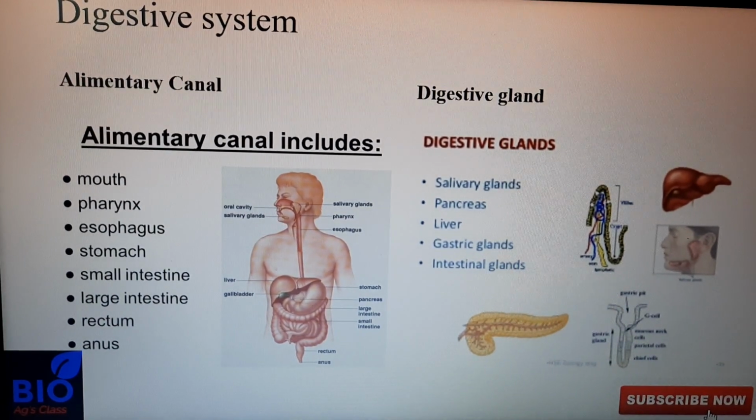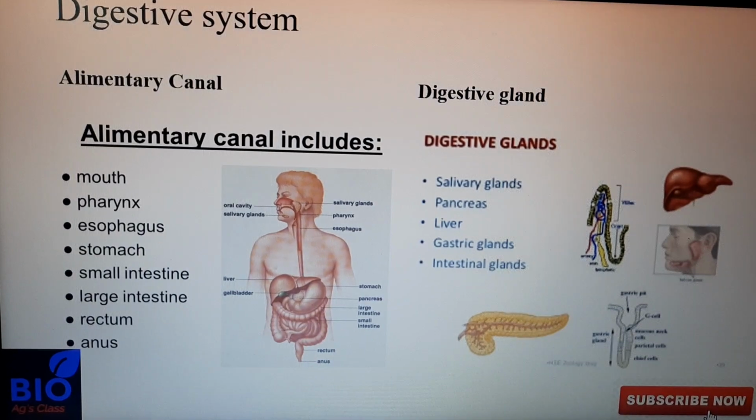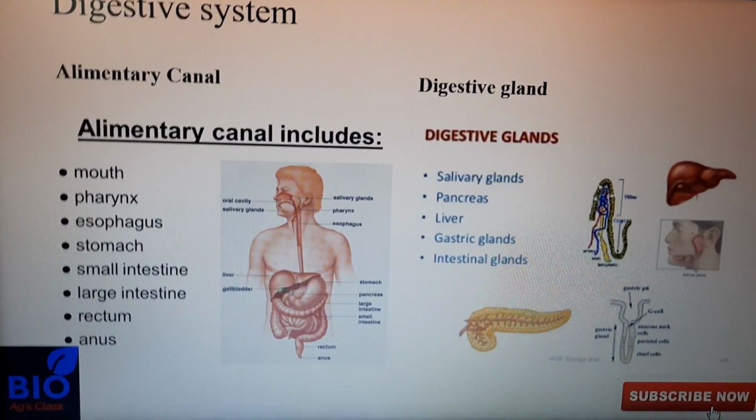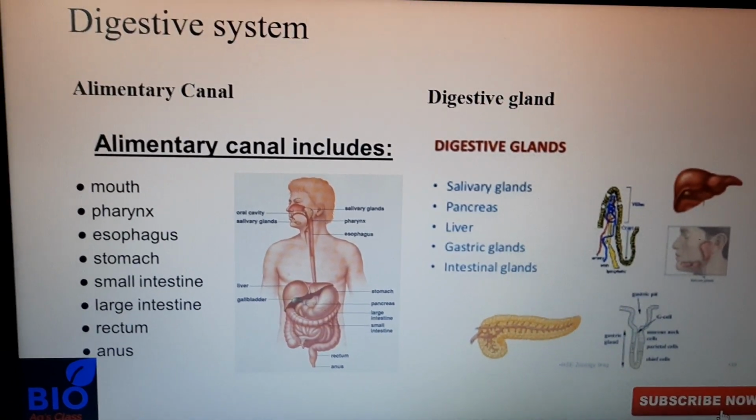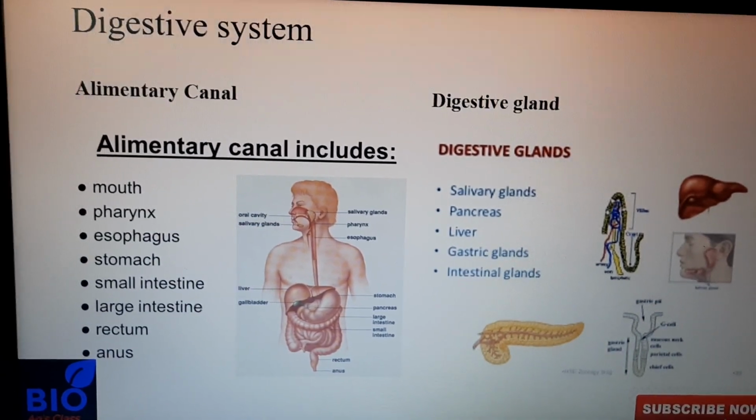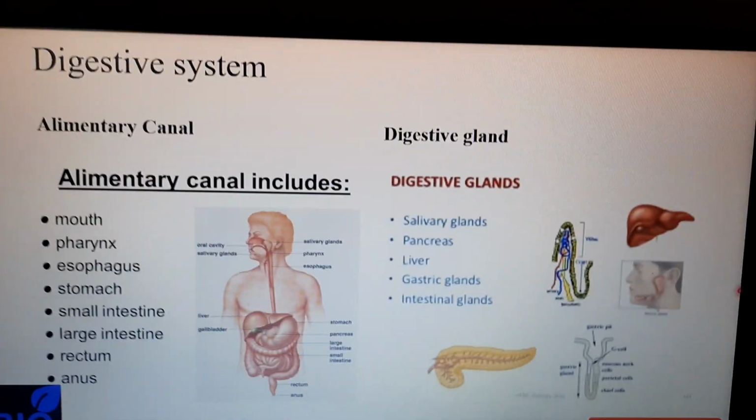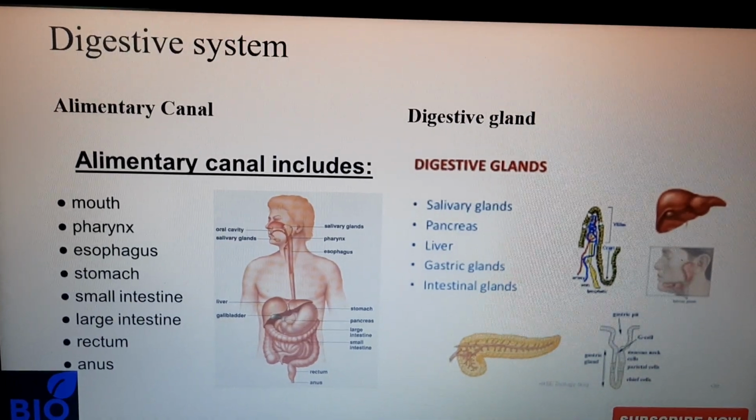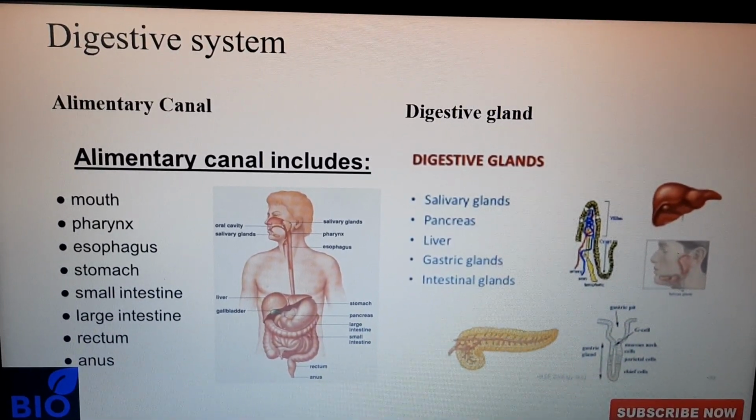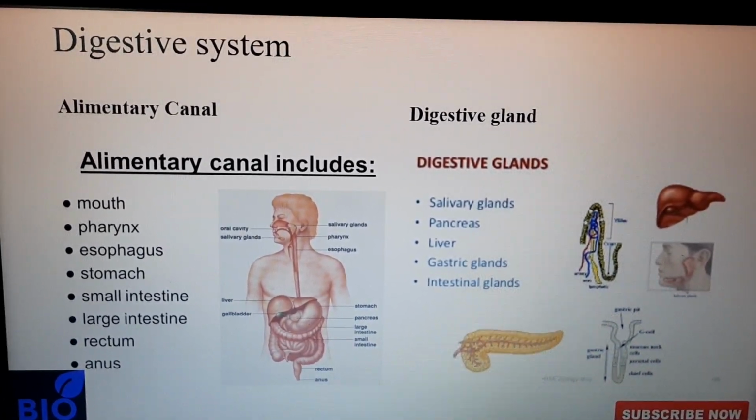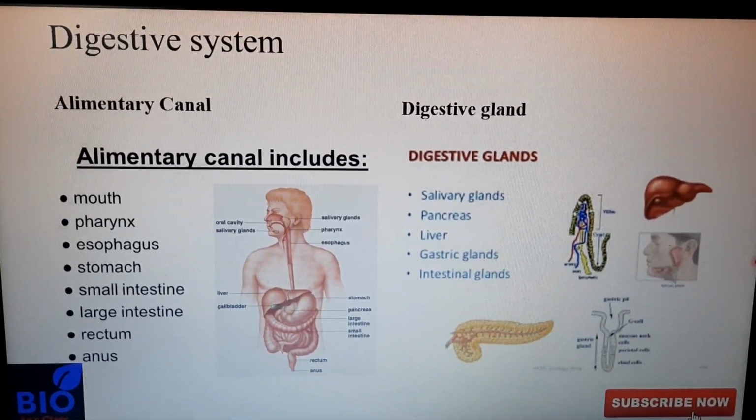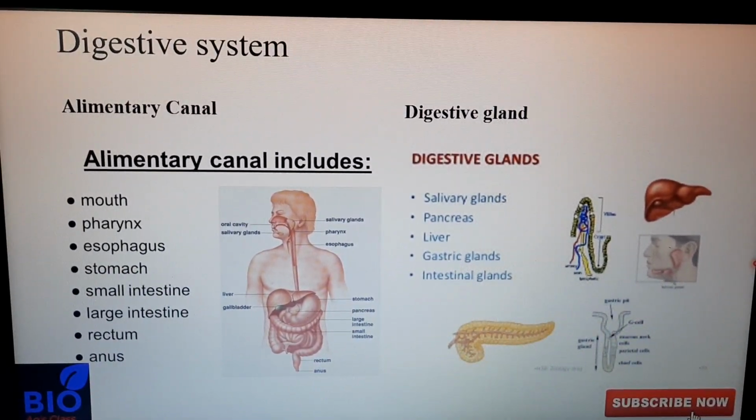The rectum is a storage where the food we can't digest remains. We store it here in the rectum, and it goes through the anus to the outside. That is our alimentary canal. Now we come to the digestive glands. We'll make a different video about the digestive glands, what they do and how they play a vital role in our digestive system. Let's jump to our next slide.